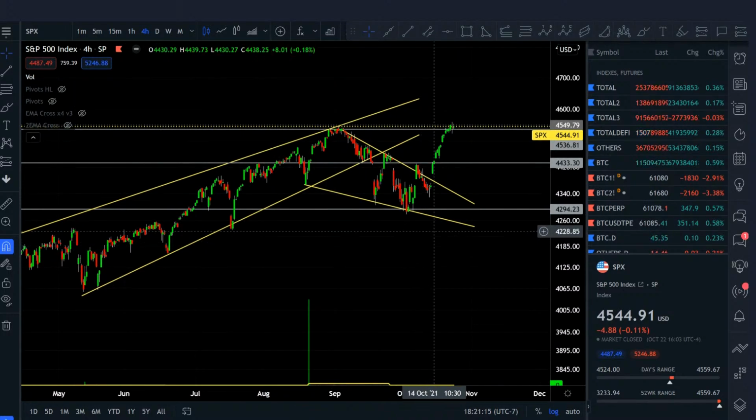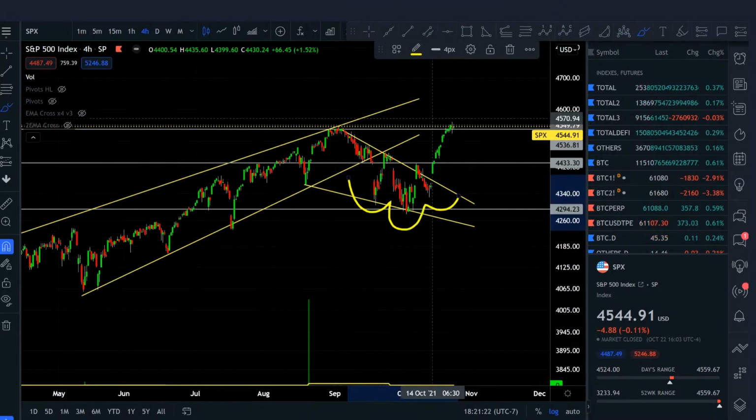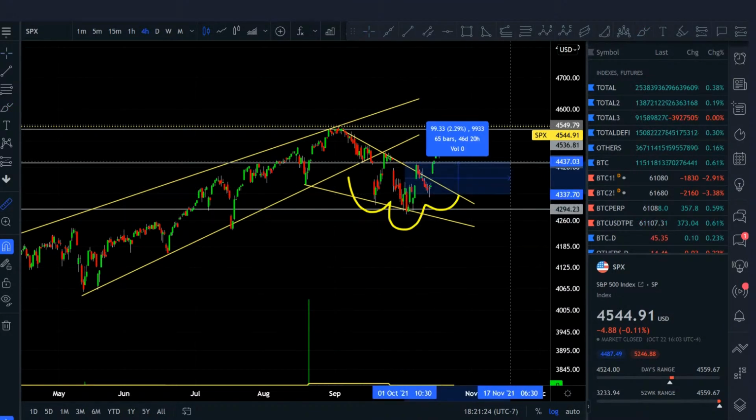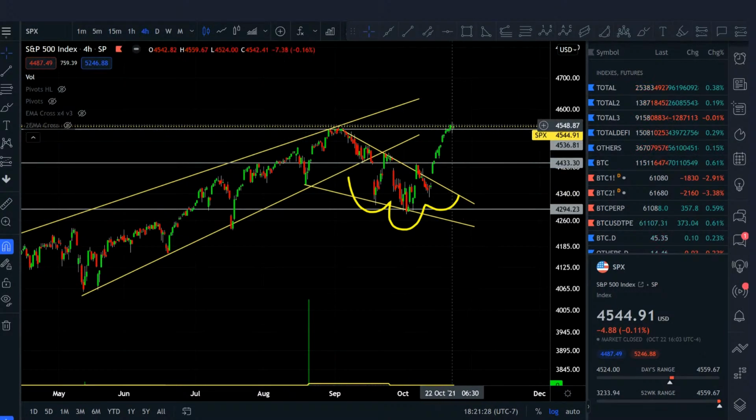I called this upside down head and shoulders on the stream many times in the past 2 weeks, saying this is our bullish target, like this. So we hit our 3% target to the upside. Now we're starting to see some doji candles, and we hit our all-time high.